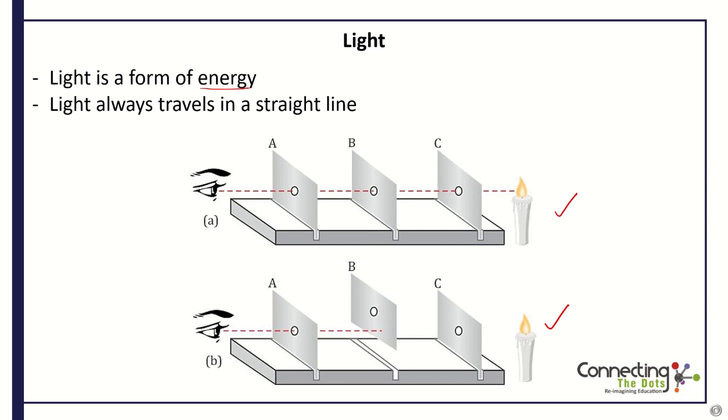So light from the candle travels in a straight line in the first case, and we are able to see the candle, whereas in the second case, the light from the candle gets blocked by the cardboard B, because the holes are not aligned in a straight fashion. So this helps us to demonstrate that light always travels in a straight line.